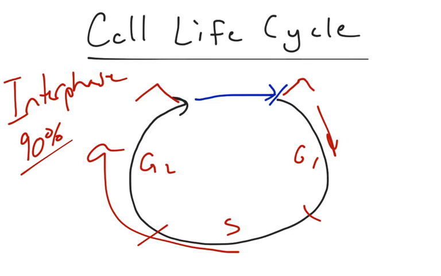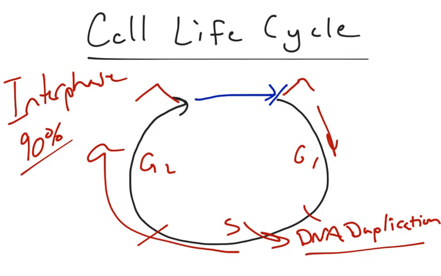G stands for gap 1 and gap 2. In gap 1 and gap 2, they're kind of just going about their normal functions, everyday cell life. S is specific to DNA duplication, right? Because if we're going to divide a cell at some point, we have to duplicate the DNA so we can create two exact copies. The blue up here is our mitotic portion of the cell life. This is where cells are actually going to go through cell division.